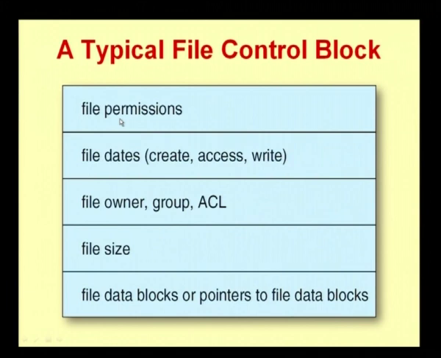Now let us see about a file control block and what are the details that are stored inside a file control block. Inside a file control block, we have things such as file permission, file dates, file owner and its group, and then file size and file data blocks or pointers to file data blocks. We will see more details about this file control block after the break.